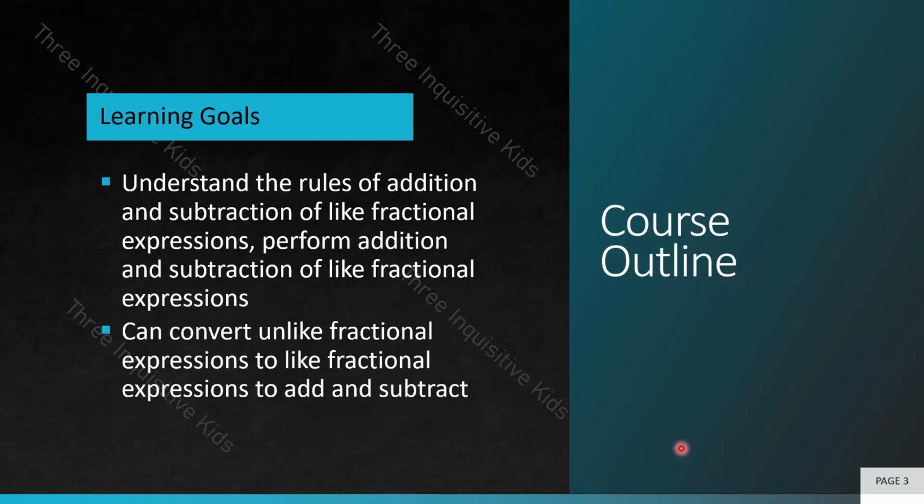So again, unlike fractions mean that they do not have the same denominator and therefore cannot be directly added or subtracted, and like fractions are fractions with the same denominator. And this is one of the big reasons why we put adding and subtracting after the multiplication and division of fractions, because adding and subtracting fractions is actually more complicated because you don't always have like denominators.